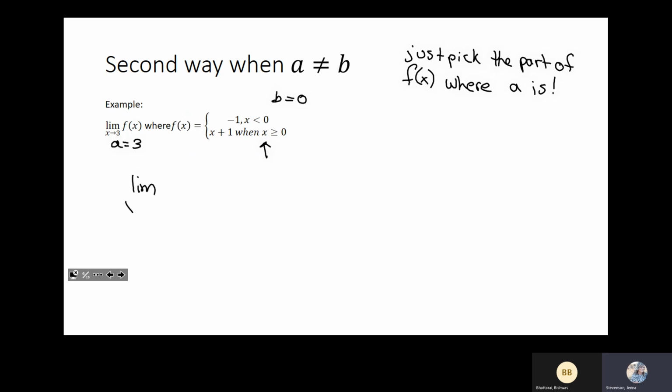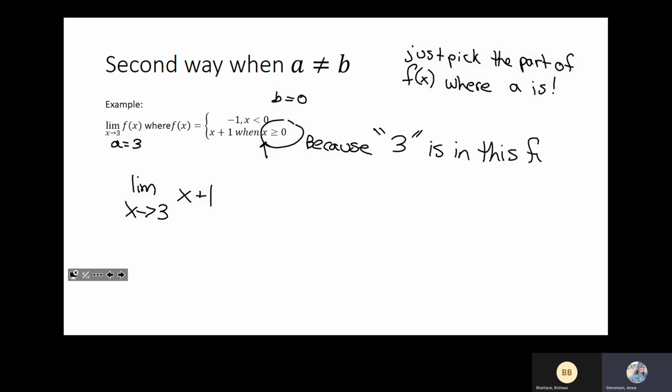So to find the limit as x approaches 3, I'm just going to use x plus 1 because that a value falls in this function. It's greater than or equal to 0, so that's the one I want to use. I plug it in, and I get a value of 4, and we're done. Okay, so even though the top and the bottom might approach different values, it doesn't matter for this one.